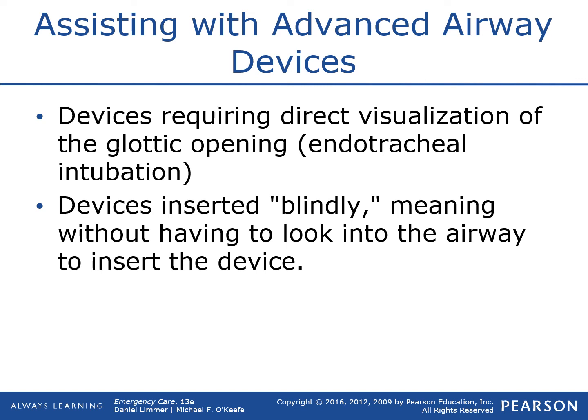There are also some devices that we insert blind. That means that we just kind of shove it into the mouth, and we usually have markings to know how far down to go, and then it's going to isolate the glottis or the epiglottis. So we can usually inflate two cuffs, one above and one below the glottis. That's going to isolate the glottis, and so it should isolate your lower airway, but it's placed in your upper airway.